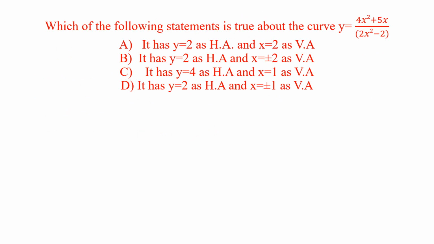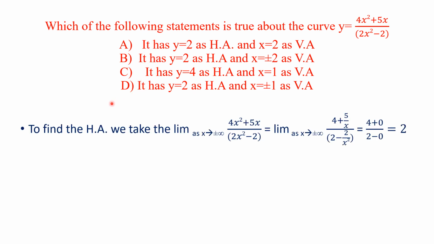The next question is as follows. Which of the following statements is true about the curve y equals to this rational function? The options are given over here and we have to identify the correct answer. To do so, first we have to look for the horizontal asymptote, and for which we should take the limit of the rational function as x goes to positive infinity, negative infinity, and both in some cases.